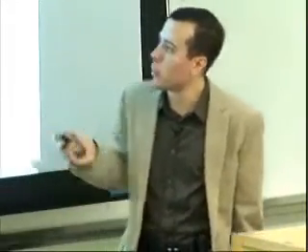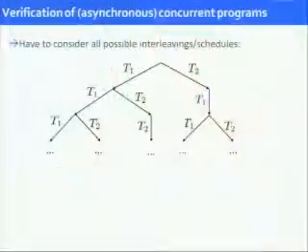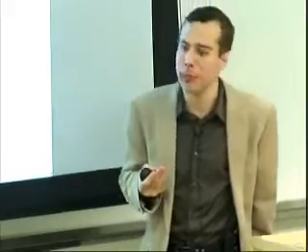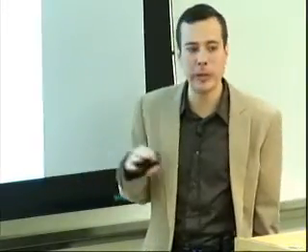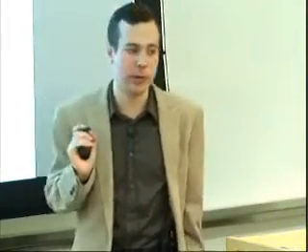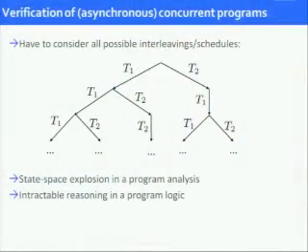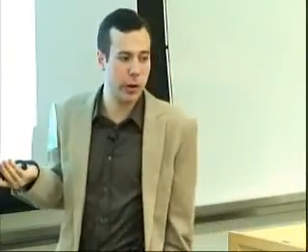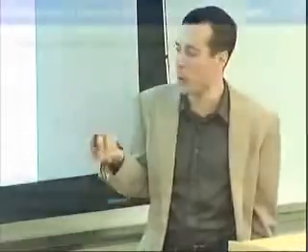Now, this program is sequential. So let's see what happens when we go to concurrency. Verification of concurrent programs is challenging, essentially because the naive way of verifying concurrent programs leads us to consider all possible interleavings or schedules of threads in the program. So in your reasoning, at every point in the program, you will need to do a case split on which thread gets to execute. In a program analysis, this just leads to a state space explosion. There are just too many states to consider. In a program logic, this leads to intractable reasoning. You just lose track of what's going on.